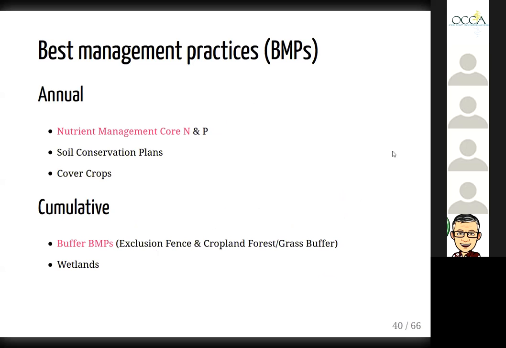So we're going to be just focusing on two of these BMPs today, nutrient management core nitrogen and buffer BMP. So one is an annual, one is a cumulative. And so for buffer BMPs, we're summing up all of the exclusion fence forest and grass buffers and cropland forest and grass buffers together as a buffer BMP as a whole.